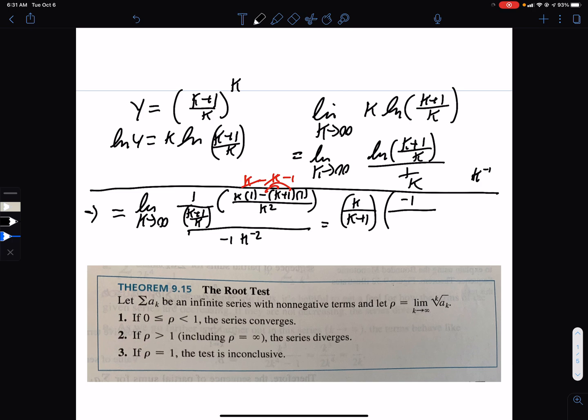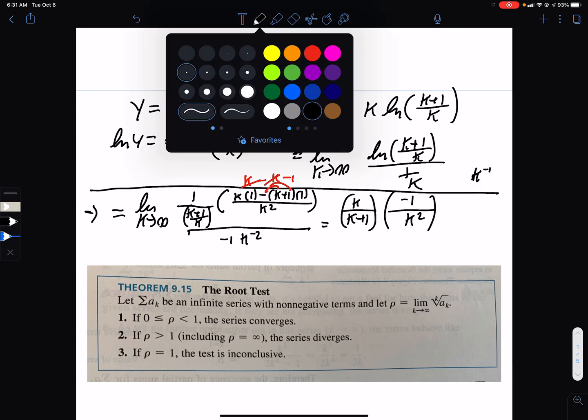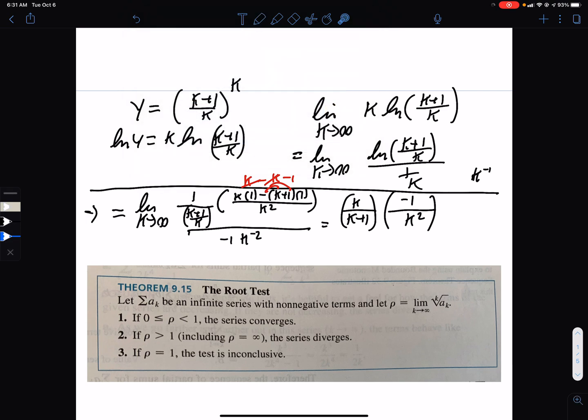And then on the bottom, we still have k squared. But, oh no, let me keep going. Now this is negative 1 over k squared, so I multiply by the reciprocal of that. The reciprocal of that is k squared over 1, and that's negative. And we're taking the limit as k goes to infinity still. So, limit as k goes to infinity.